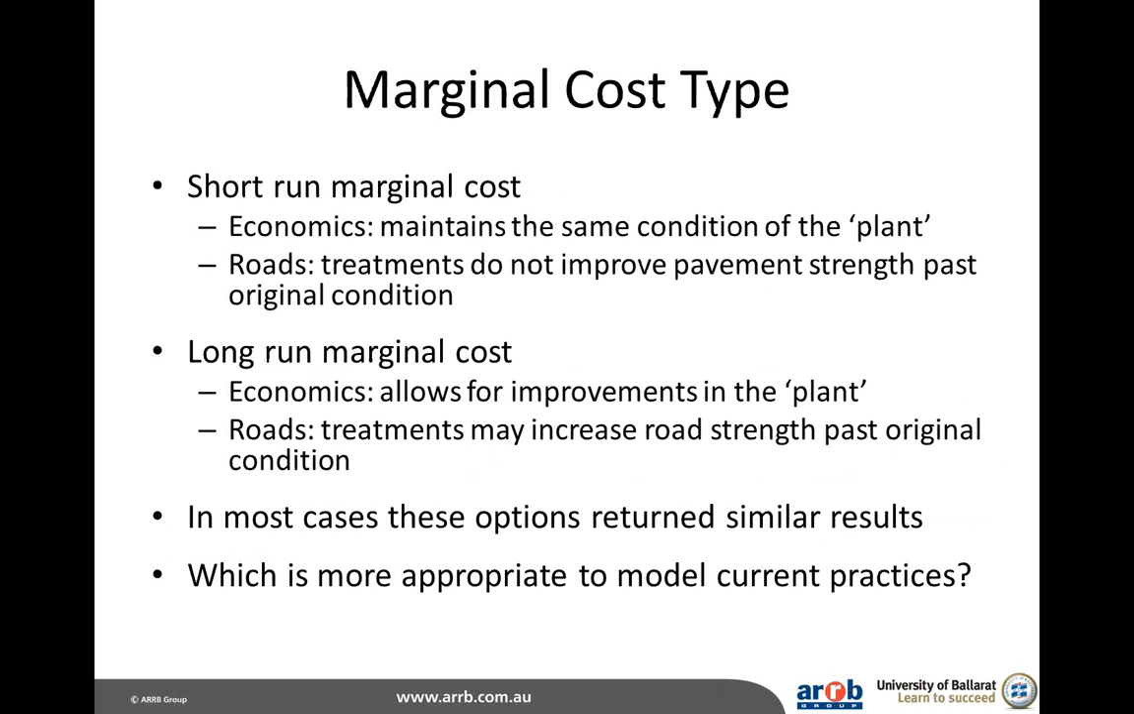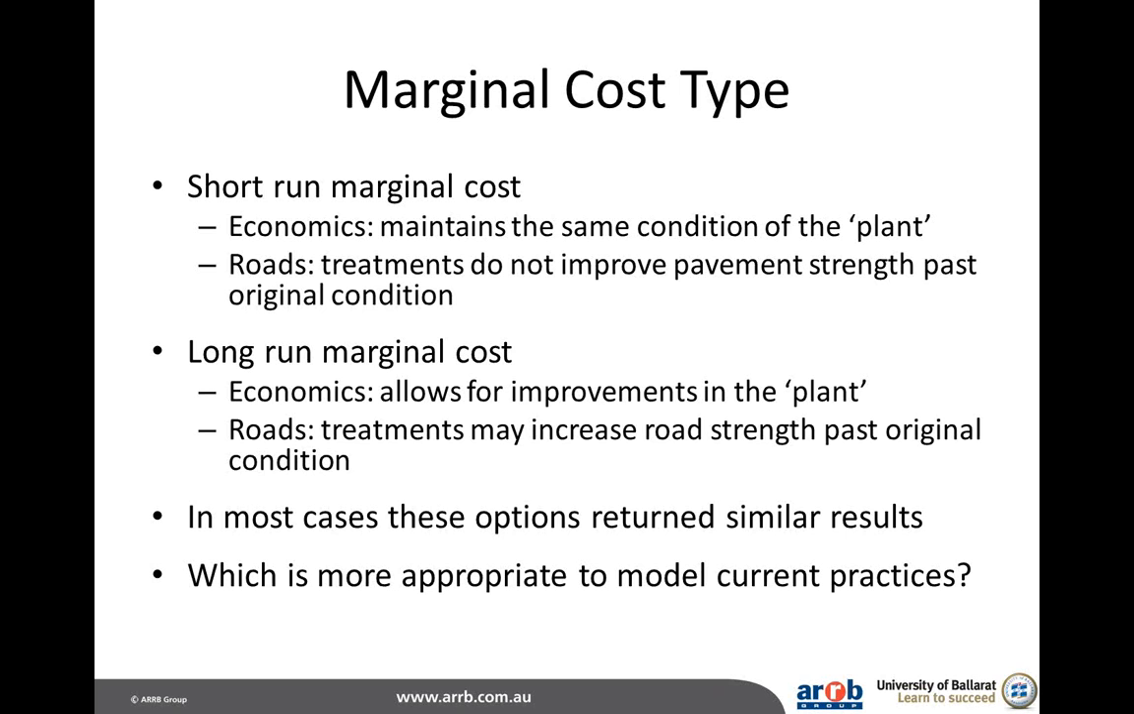One of the things we had to grapple with when doing this work was something that's known as a marginal cost type, whether we were looking at short-run marginal cost or long-run marginal cost. So in economic terms, a short-run marginal cost maintains the same condition of the plant over the course of the life of the project. To convert this into road terms, we have assumed that for a short-run marginal cost, a treatment does not improve or increase the pavement strength past its original condition.